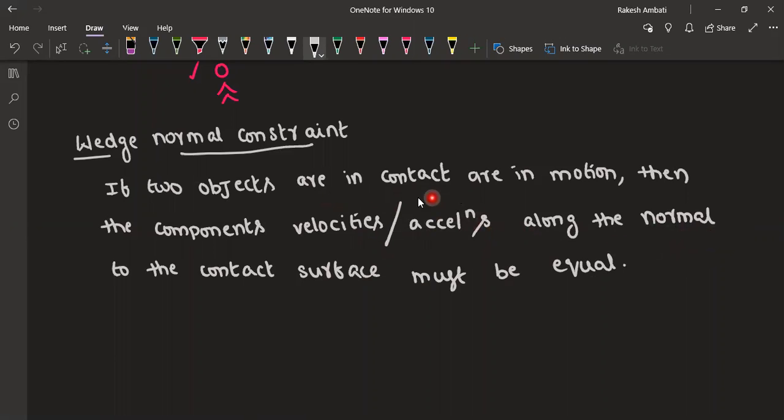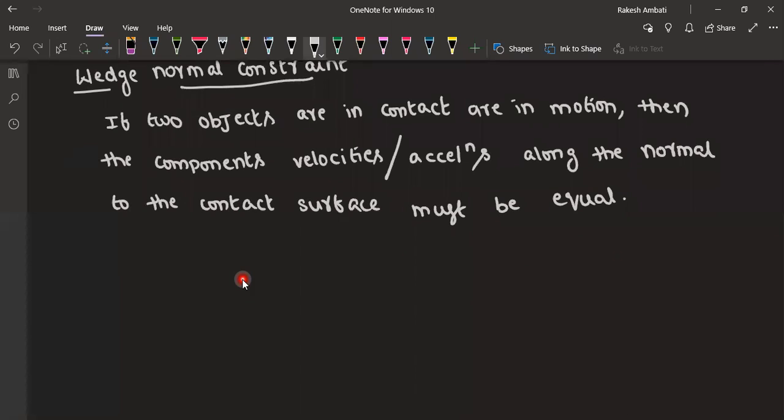So two objects in contact means along the normal direction, velocities or accelerations must be equal. If this condition is satisfied, then only can the two objects maintain contact. Otherwise, they lose contact. So it is a wedge constraint. Write down the first example.